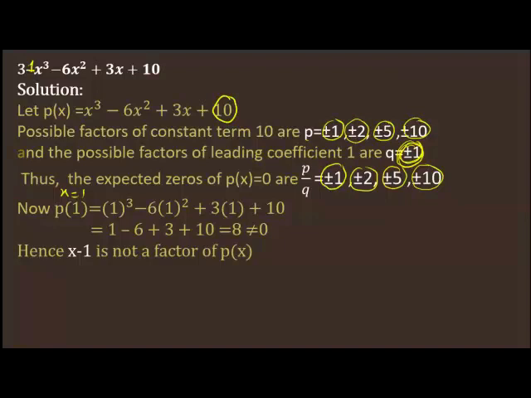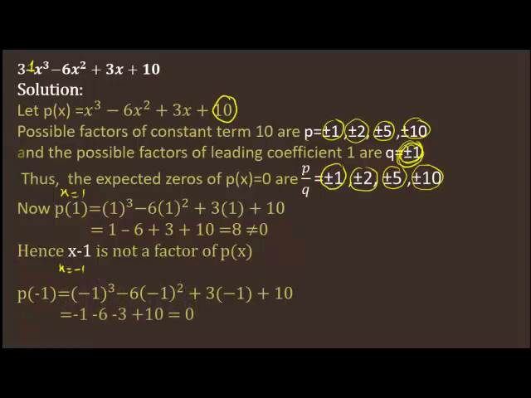Now we will put x is equal to minus 1 instead of x. After simplification, we will get 0, right? So minus 1, minus 6, minus 3 is minus 10. Minus 10 plus 10 cancel, 0, right? So we can say x is equal to minus 1 is the root of the given polynomial. So x plus 1 is the factor, right? So which is the first factor.